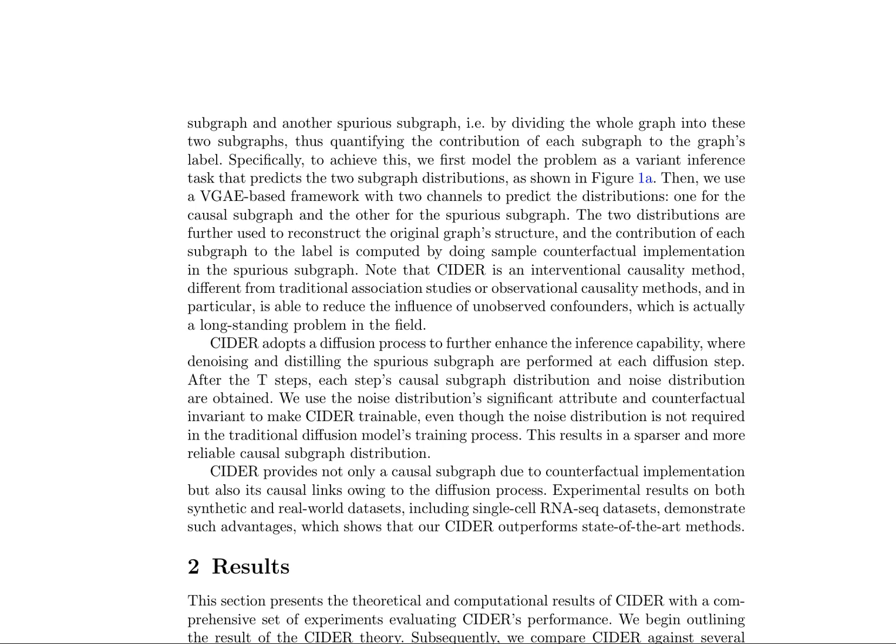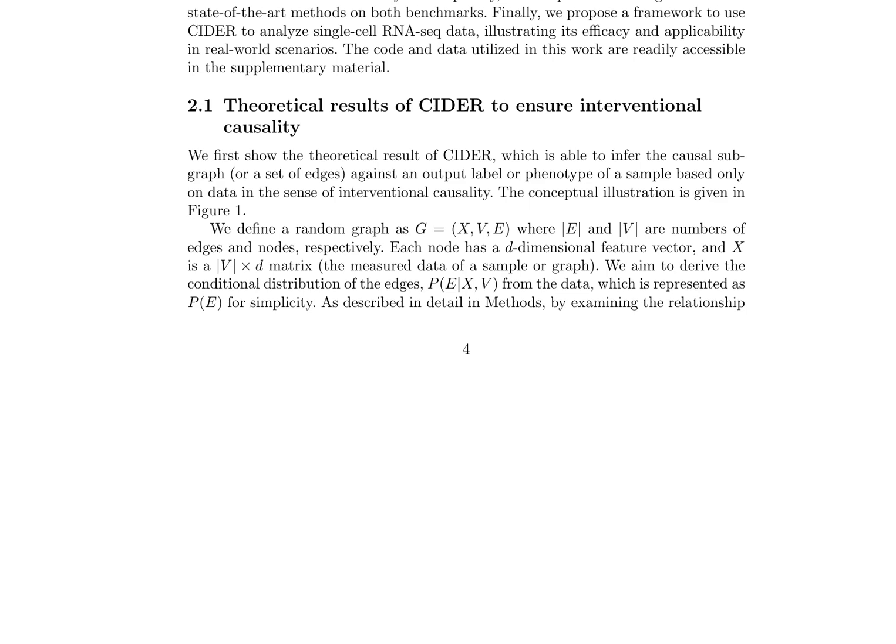The method defines a random graph as G equals (X, V, E), where E and V represent the numbers of edges and nodes, respectively. Each node has a d-dimensional feature vector, and X is a V times D matrix representing the measured data of a sample or graph. The goal is to derive the conditional distribution of the edges, P(E | X, V), from the data, which is simplified as P(E).